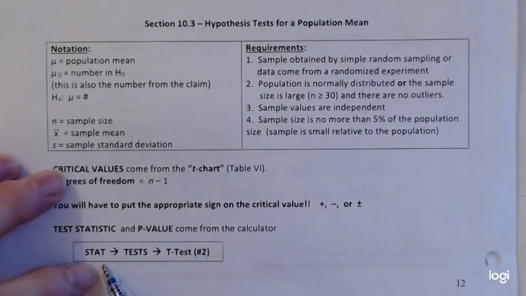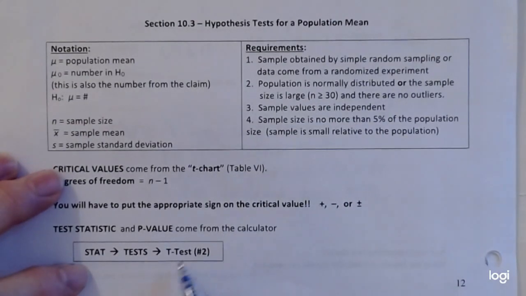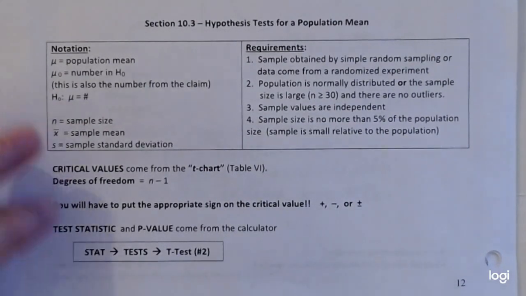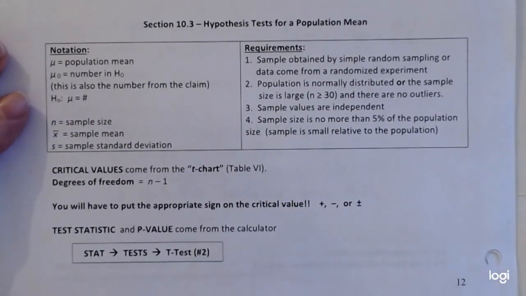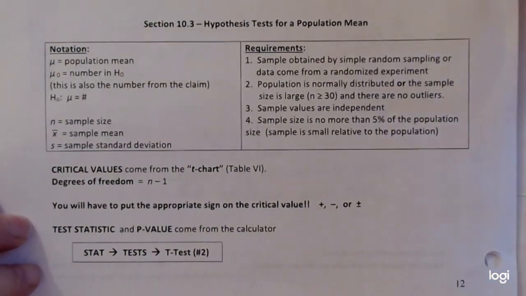And the test that we're going to be using here, you go to stat and then tests, and then it is number 2, a t-test. So this is not from the z-distribution. This is from another symmetric distribution that is called the t-distribution, or the student's t-distribution.